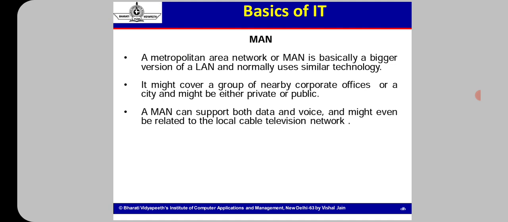Generally, a MAN, or metropolitan area network, contains a large number of systems, workstations, nodes or terminals. It might cover a group of nearby corporate offices or a city, and it might be either private or public. Generally in a MAN we may use a public or private network, and it generally covers various buildings or various offices within a city.